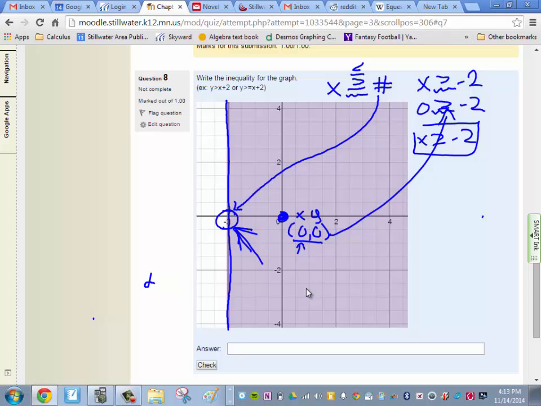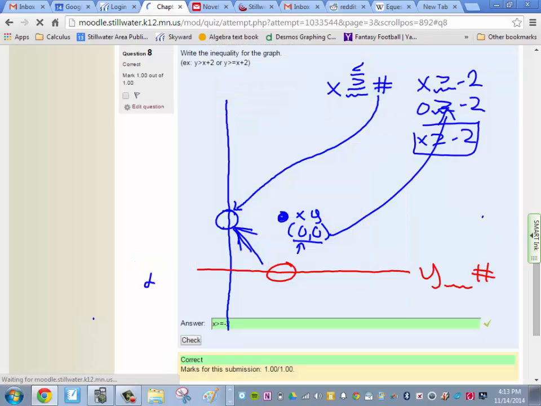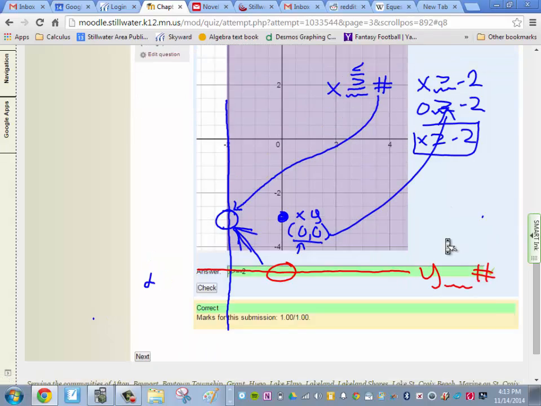Now, just throwing this out there, horizontal lines have no slope. These are of the form y is something, the number where it crosses over the y-axis. So something to think about for that one. But that wasn't this problem, so we're going to put x is greater than or equal to -2. Check me. Yes, okay, let's move on.